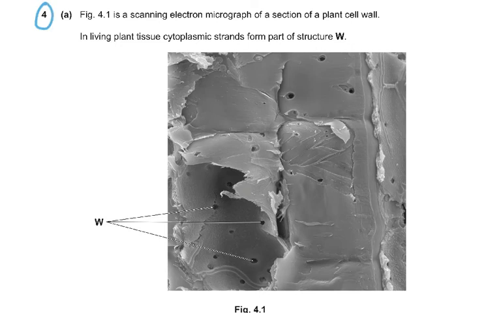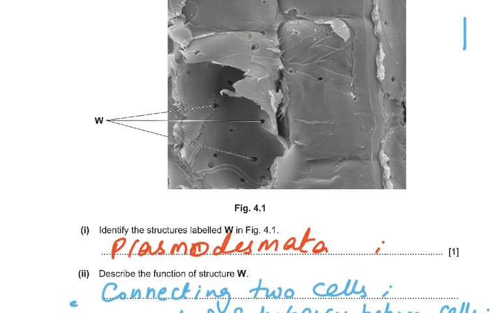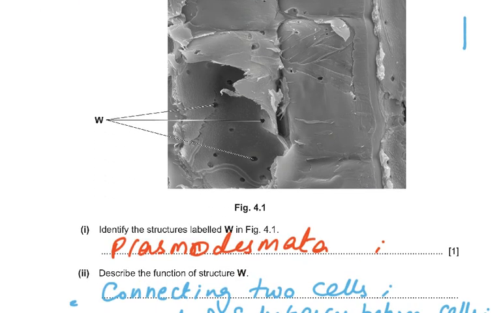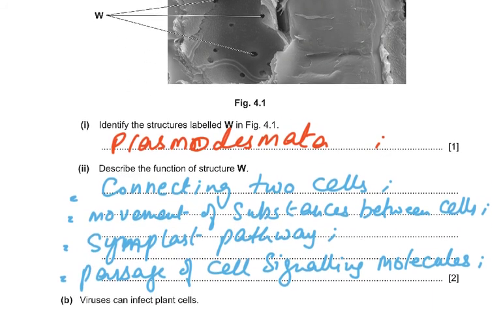Next we come to question 4. Figure 4.1 is a scanning electron micrograph of a section of a plant cell wall. In living plant tissue, cytoplasmic strands form part of structure W. And you all know what those cytoplasmic strands are: the plasmodesmata, which are the connections between two cells. So they've given you structure W, and then of course they've asked you what that structure is. So identify the structure labeled W as plasmodesmata.